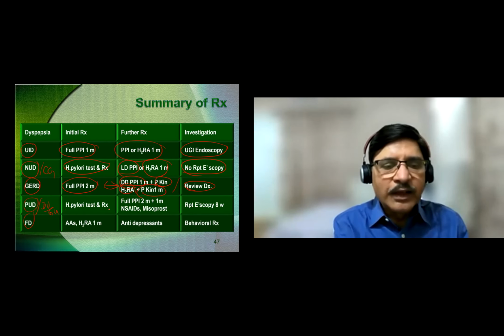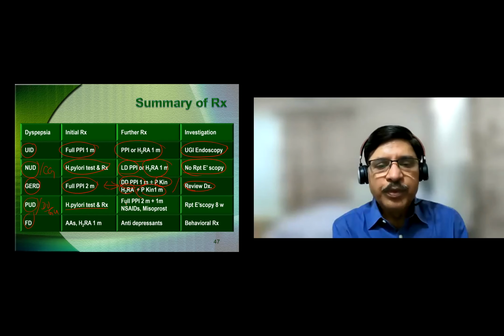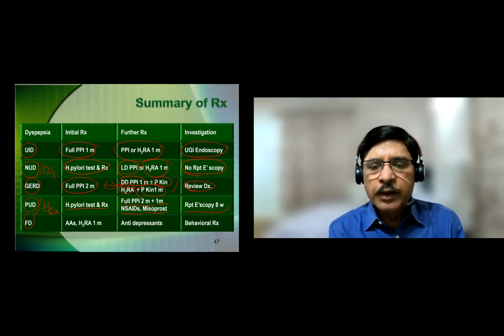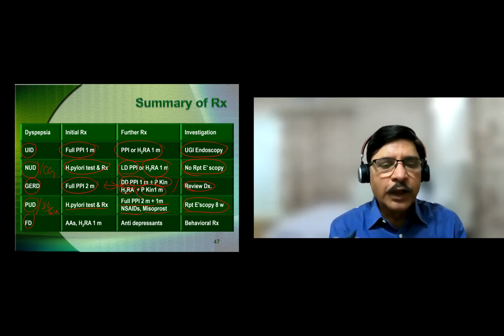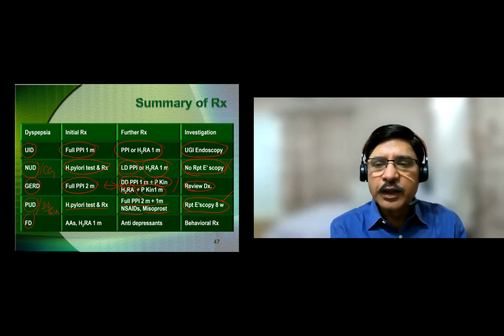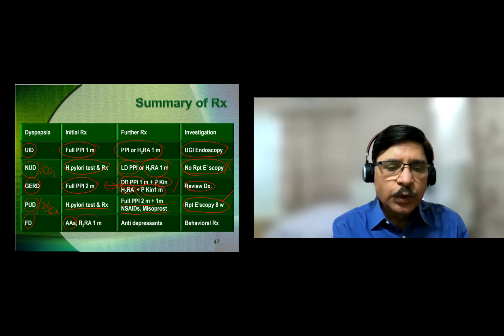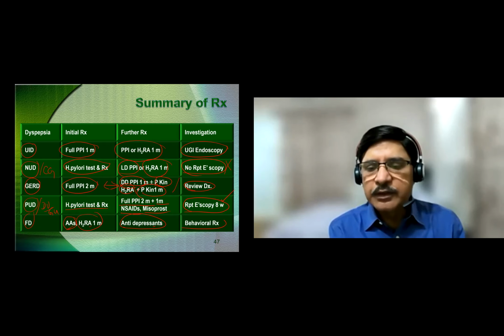And then when there is ulcer disease, most of the people are H. pylori positive, you test and treat. Full dose PPI for 2 months followed by 1 month of full dose PPI. If necessary, NSAID should be cut. Misoprostol can be used. You repeat the endoscopy to see whether the ulcer has healed or not. This is the kind of case where you repeat the endoscopy. This is the case where you don't repeat the endoscopy. Functional dyspepsia: you have to give antidepressants, H2RAs, antacids, and behavioral treatment.